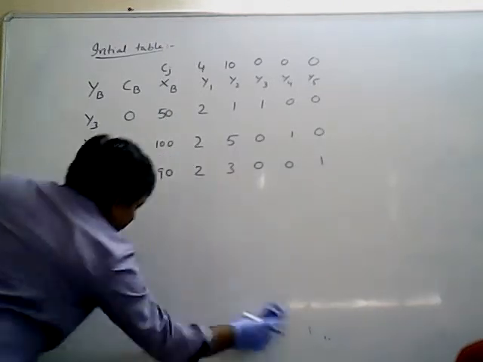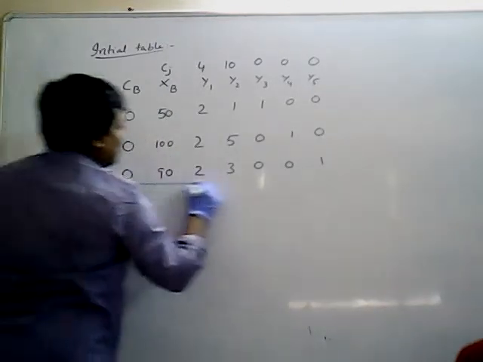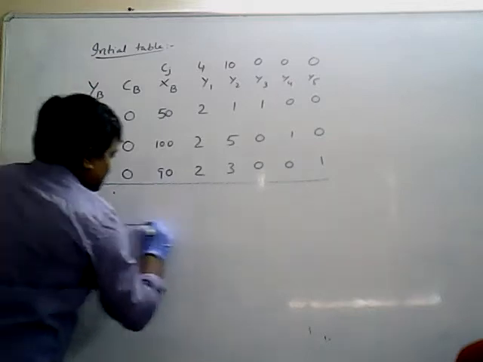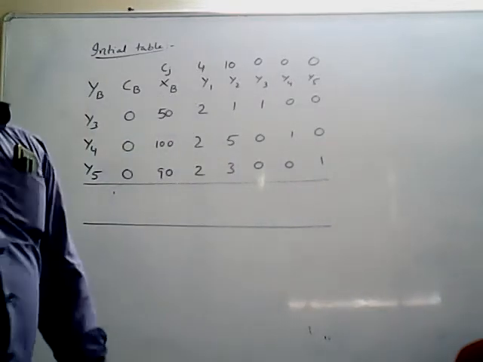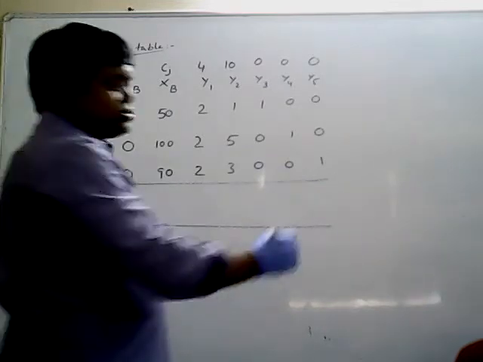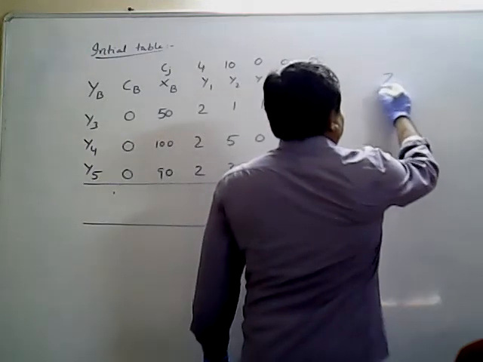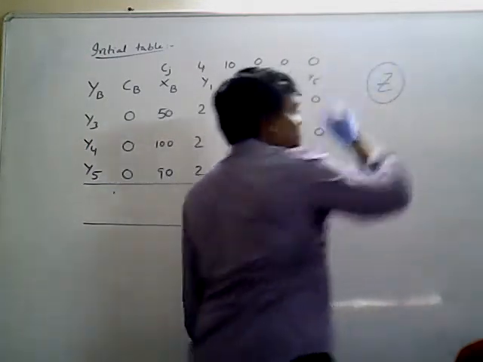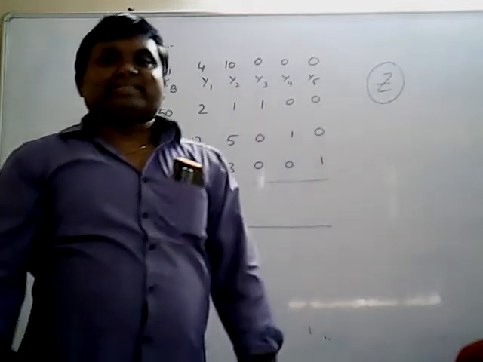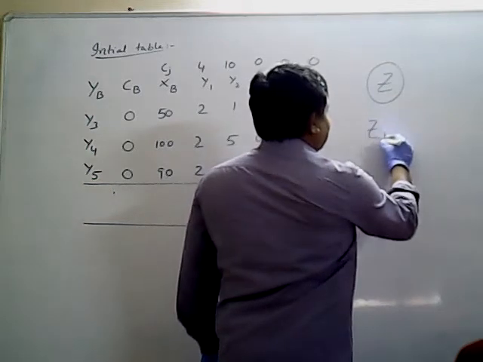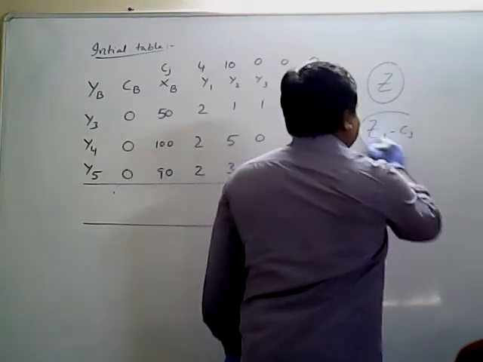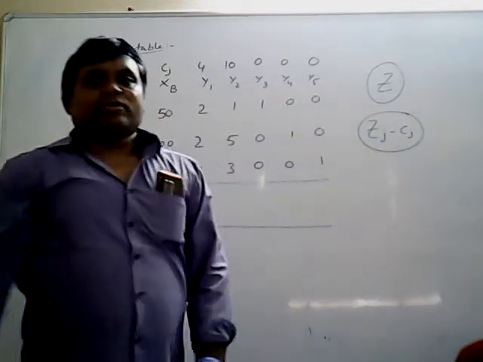After completing the simplex table, you have to calculate two values. Just I will write those values. First value you have to calculate is Z. And the next you have to calculate is net evaluation. Net evaluation is denoted by Zj minus Cj. So these are the two things you have to calculate.